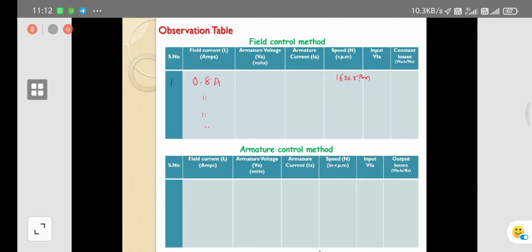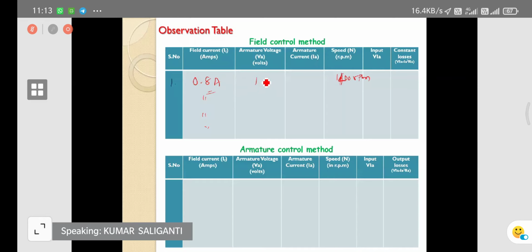Otherwise, you can take the field current. So the field current has to be set for 1400 rpm, so 1400 means 0.8 amps. Then what about the armature voltage? The field current is fixed, so the armature voltage has to be increased here.